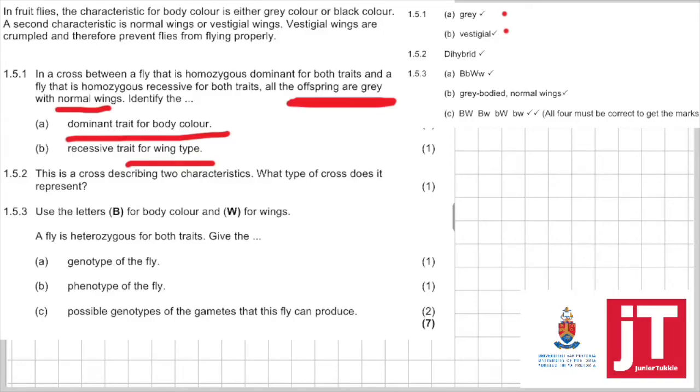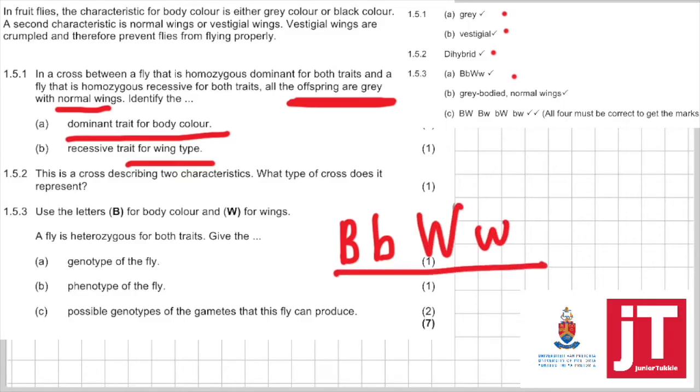152. This is a cross describing two characteristics. What type of cross does this represent? Of course, a dihybrid cross. Then 153. Use the letters big B for body color and big W for wings. A fly is heterozygous for both traits. Give the genotype of the fly. So it'll be big B, small b, different letters, big W, small w. So that's how you write the genotype. What will the phenotype be?